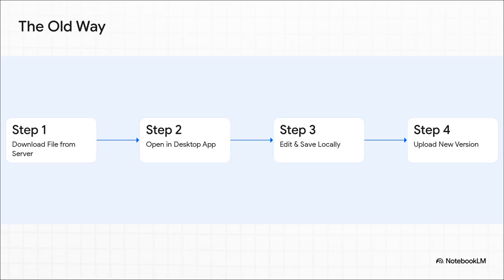First, you find the document you need. You download it to your computer. Then you have to find and open it in a totally separate desktop app. You make your changes, you hit save, which, by the way, just created a copy on your local machine. And then you've got to remember to go back into the system and upload it as a new version. And you're just hoping you got it right. Every single one of those steps is a chance for a mistake or just another distraction.